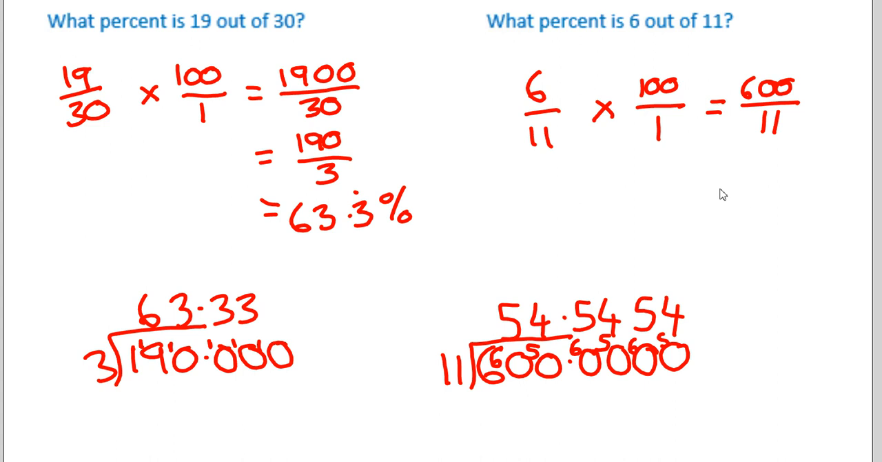So again, it's like a recurring decimal. Oops, I just went to write the decimal point by mistake. Shouldn't write that yet. So I need to write 54.54 recurring percent. So that means it's 54.5454. This is going to go on forever.